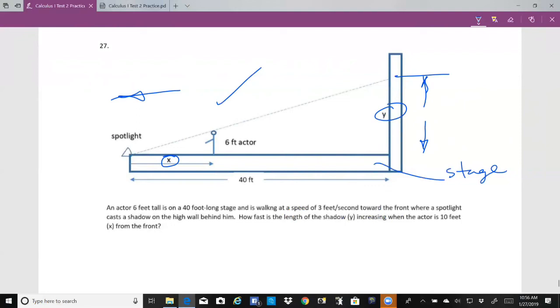And we can write down dx/dt is equal to minus 3. And we want to find out how fast the length of the shadow, which is y, is increasing when the actor is 10 feet from the front. So we want to find dy/dt when x is equal to 10.